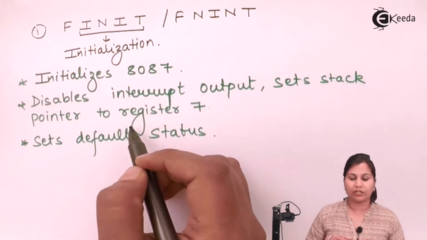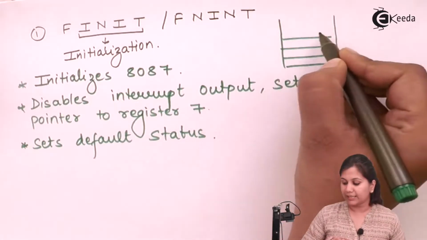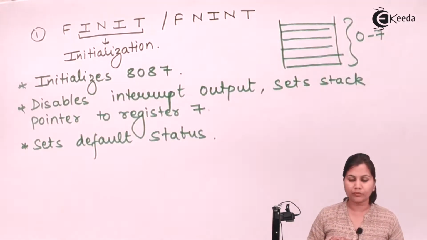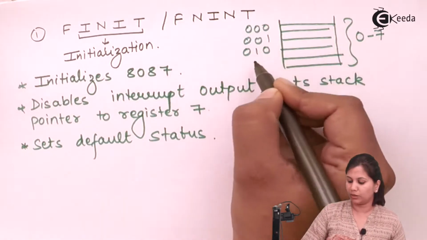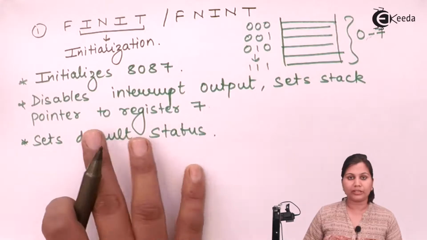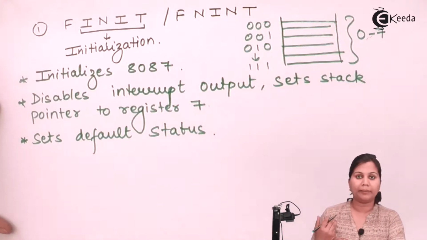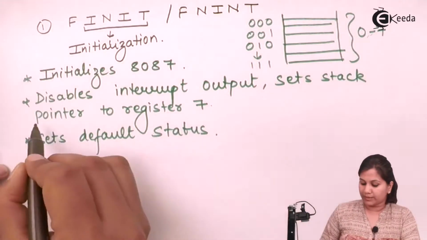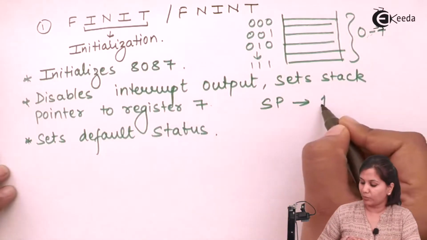In the 8087, we have the stack, which is a group of memory locations. The stack consists of 8 registers from 0 to 7, and each register is labeled like 000, 001, 010 till 111 for the 7th register. So at the time of initialization, the stack pointer, which points towards the beginning of the stack, is at register number 7. That is, SP is at register number 7, that is at 111.